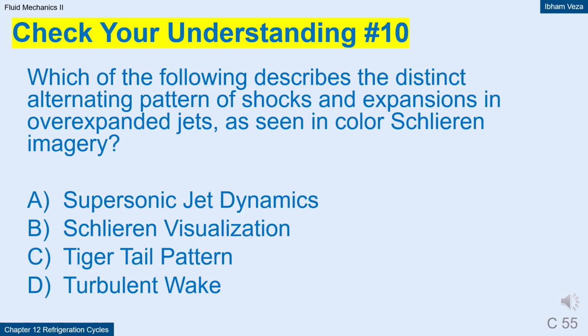C. Tiger tail pattern. This is the correct answer, as it describes the distinct alternating pattern of shocks and expansions that resemble a tiger tail, seen in color-Schlieren imagery. D. Turbulent wake. This is incorrect, because the turbulent wake refers to the flow downstream of the jet, which is not the primary focus of the alternating shock and expansion pattern described in the question.